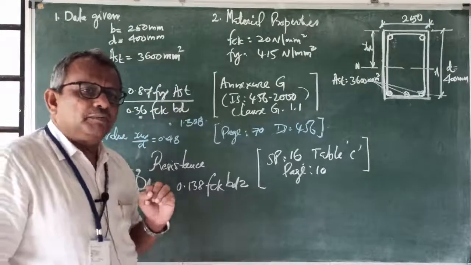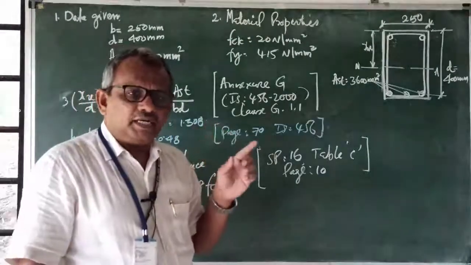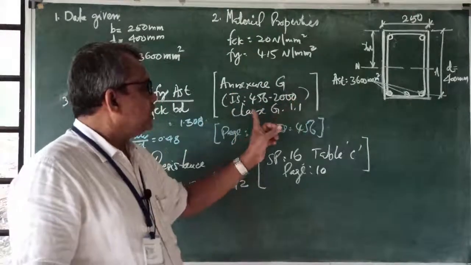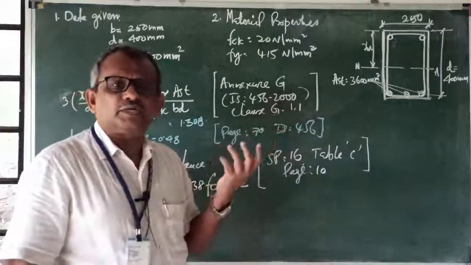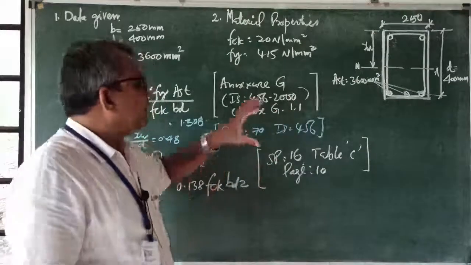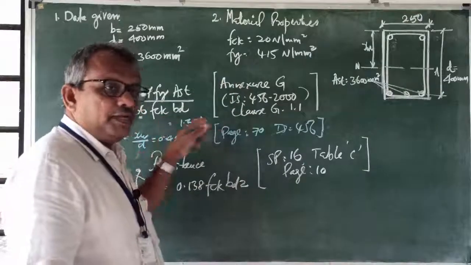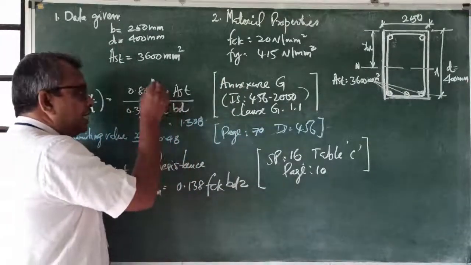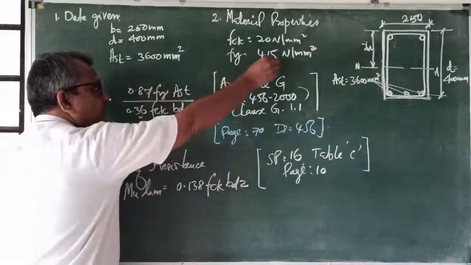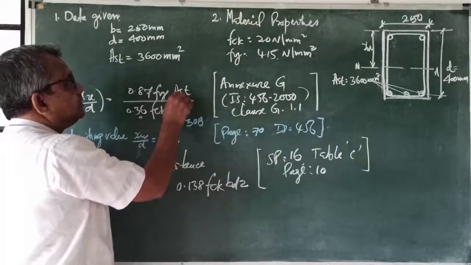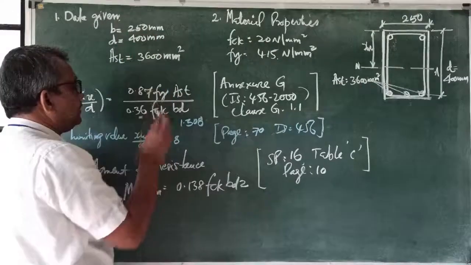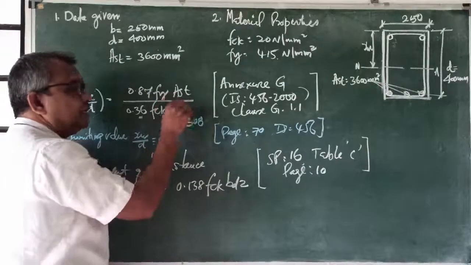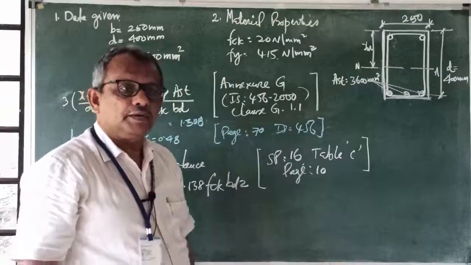BD. No need to memorize this equation. This is directly given in your code, Annexure G of IS 456-2000, clause G-1.1. So you can refer to that. For the examination also, you can refer to that equation. You can copy down that equation from the code directly. Now, Fy, you know the yield strength, is given as 415 Newton per mm squared. AST is given as 3600 mm squared. FCK is given as 20. B is 250 and D, the effective depth, 400 mm.